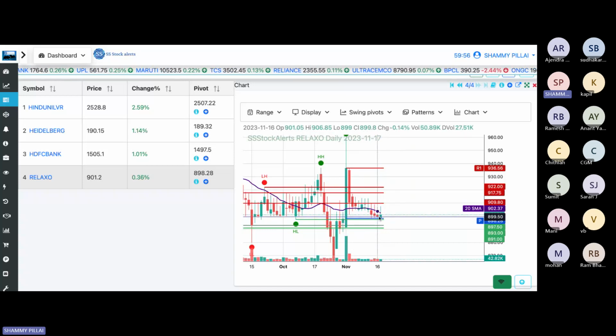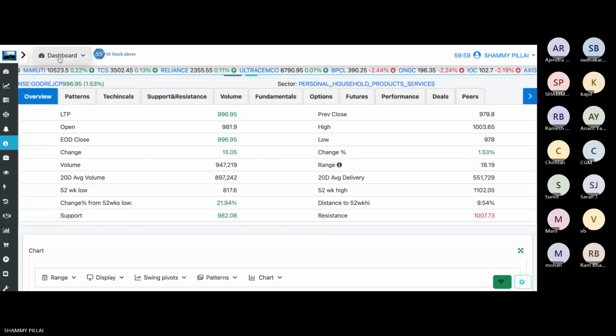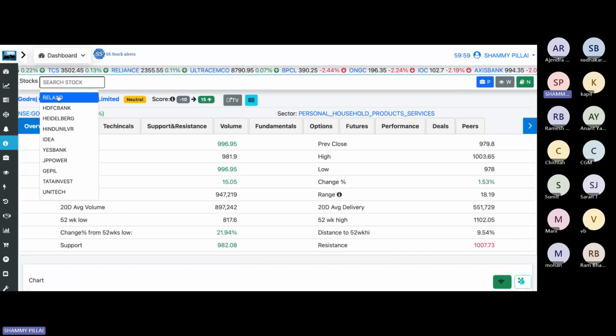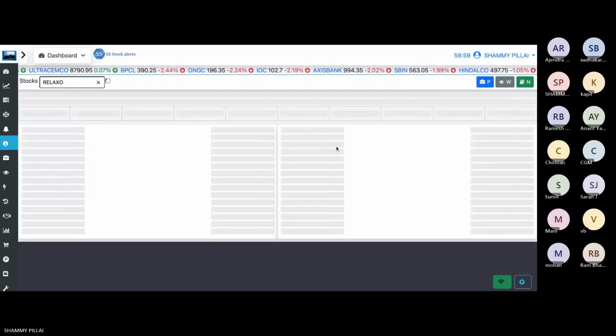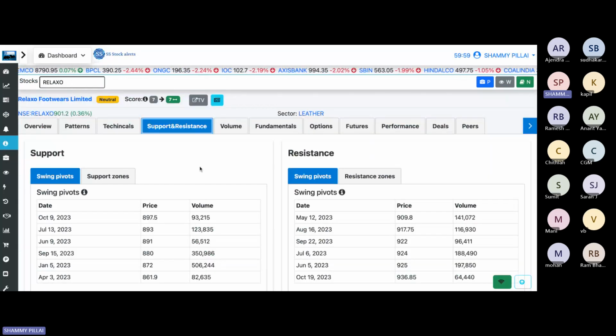How do we confirm whether Relaxo has buyers or not? Straight go to our stock info sheet. You will have Relaxo. Automatically, whichever stock we used last will come over here, on the screen first. Look at this support and resistance.